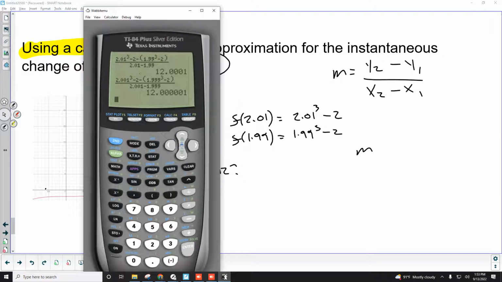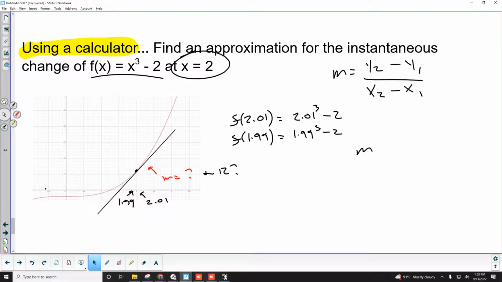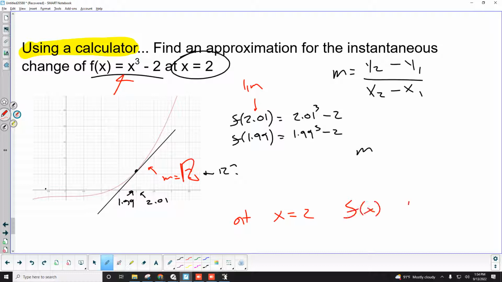What we are discovering using our calculator, combining our knowledge of a limit, our limit is how we're thinking about using this value and this value. Combining our knowledge about limits with a slope formula, we are getting our first tangent slope. The tangent slope to x cubed minus 2 at 2 is 12. That means at x equals 2, f of x is going up 12 y's per x. That's what we just found: at a location, how quickly the function's changing.